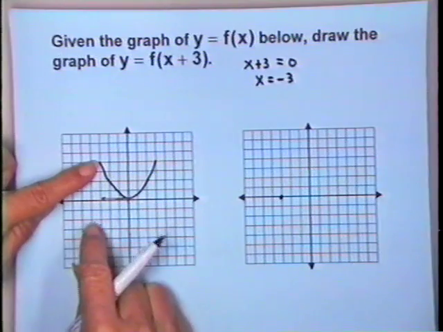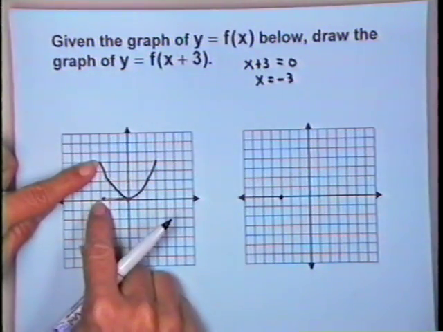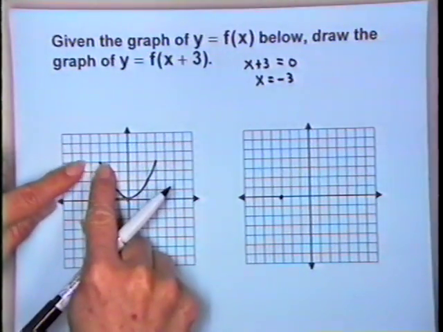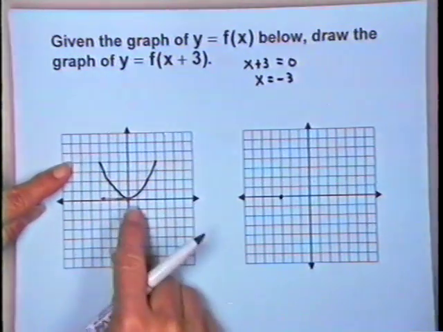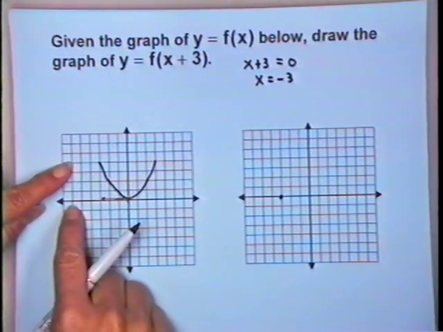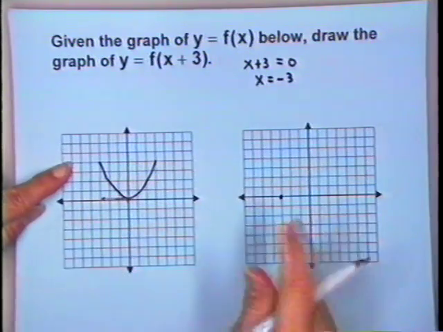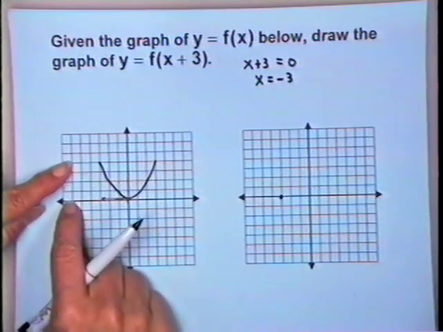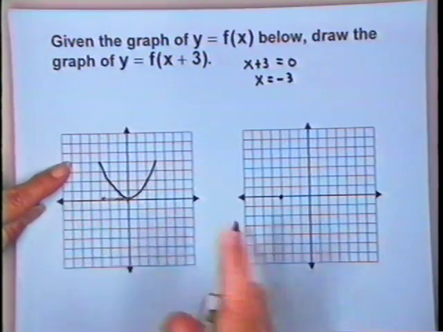So let's take this point right here. X is negative 3, y is 4. If I shift to the left 3 units, notice my x value is going to change to negative 6. My y value is going to stay at 4.